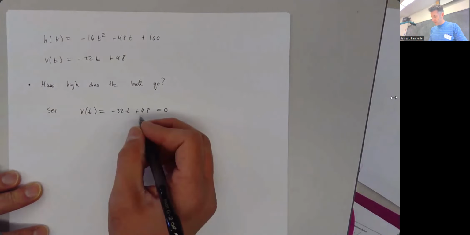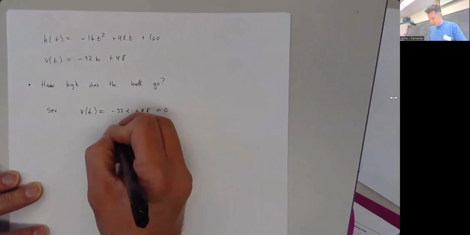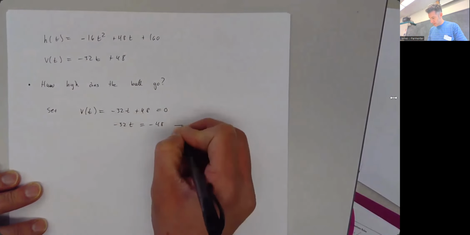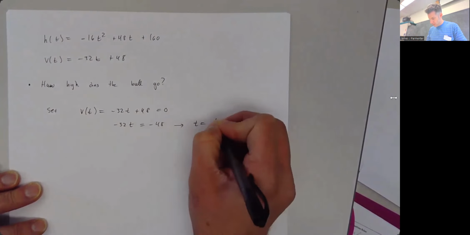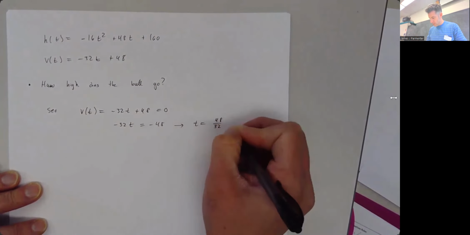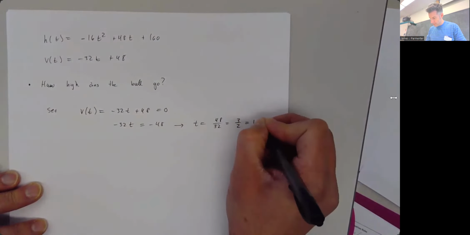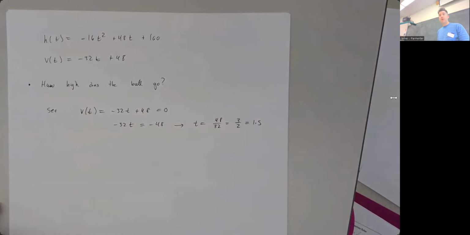So then we're going to solve for t. Negative 32t equals negative 48. That's going to give me t equal to 48 divided by 32, which reduces to 3/2 or 1.5. Great. That's reaffirming to me because we saw that at time equals 2 seconds, the ball had a negative velocity. So it makes sense that it only took 1.5 seconds to get to the peak, and then after that it was going down, down, down, down, down.